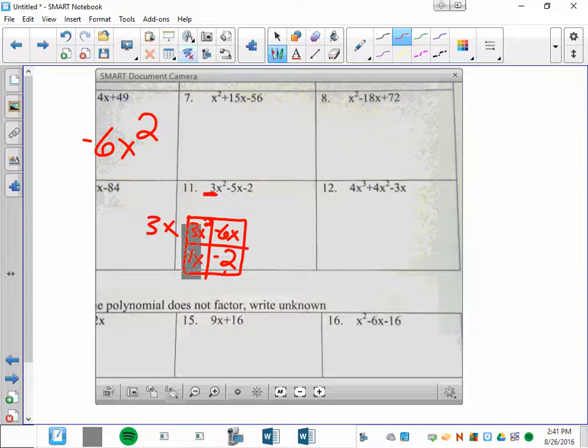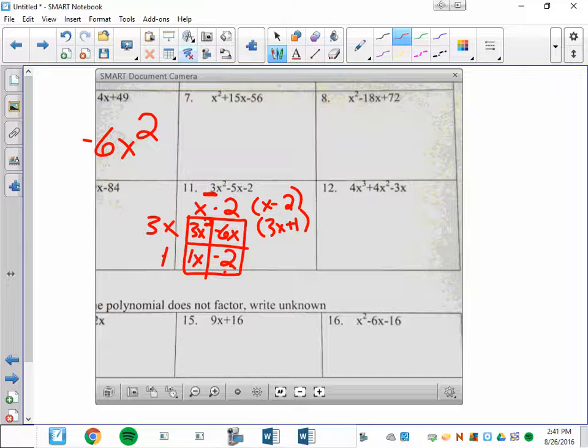3x times what is 3x squared? X. 3x times what is negative 6x? Negative 2. X times what is x? 1. And then you can always double check, is 1 times negative 2 negative 2? Yeah. So my factors are x minus 2 and 3x plus 1. When we get to the roots part, then we'll end up dividing by 3. But this top half just says factor.